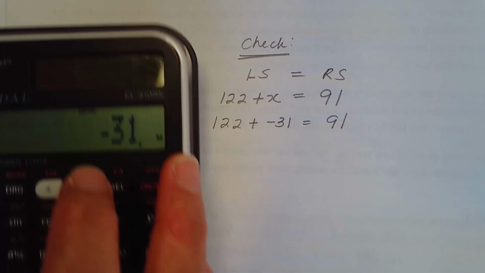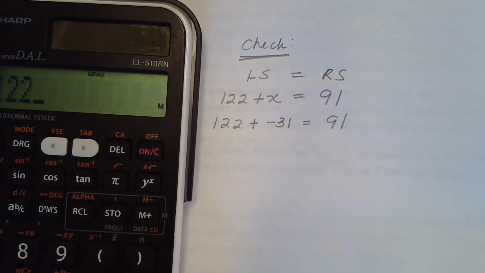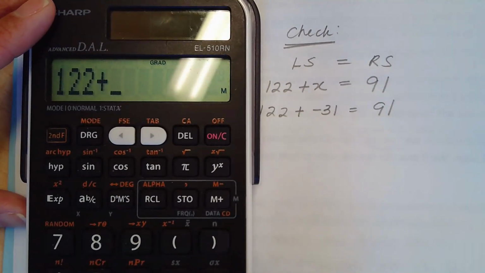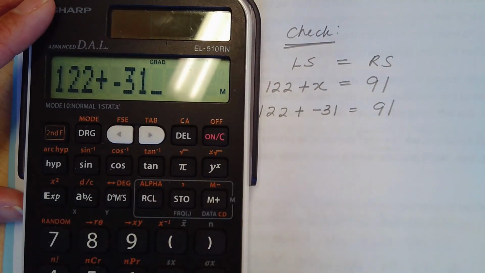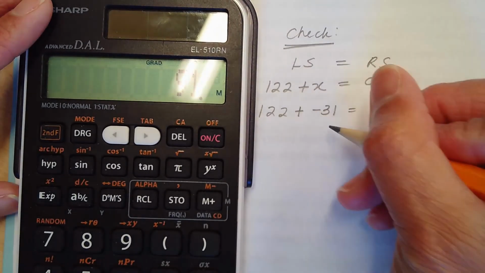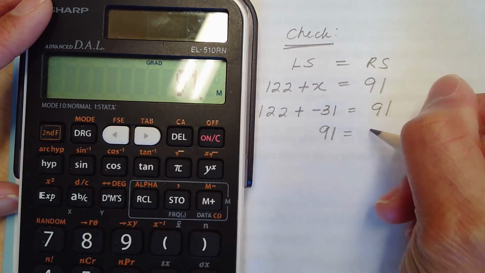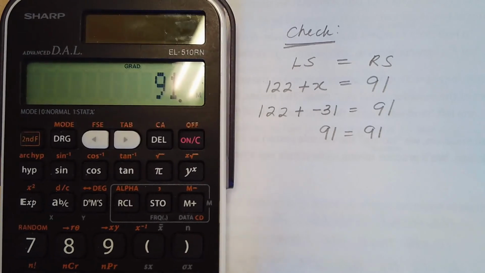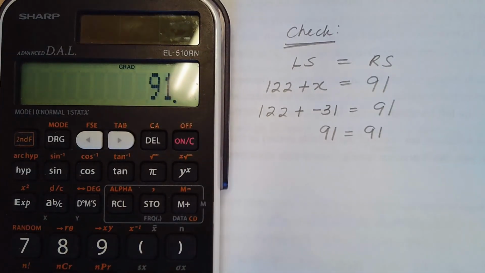Let's work that out. 122 plus negative 31 is equal to 91. Yeah. So the answer is 91. And if I forgot to put the minus 31, that would mess up the whole thing. That's right. That's it. I was thinking about that.